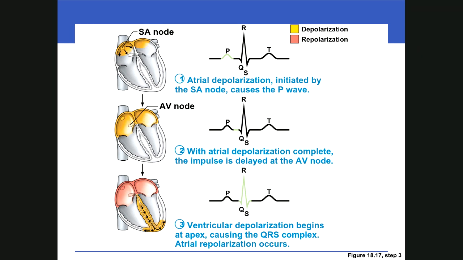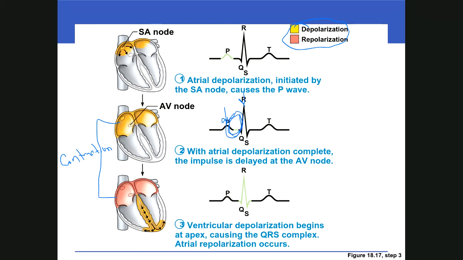We talked about how the contraction is between depolarization and repolarization. So the contraction of the atria happens right here. You can't actually see contraction on the ECG or the EKG, but you can tell where it happens because it happens between here and here. So right there is where contraction of the atria is happening.